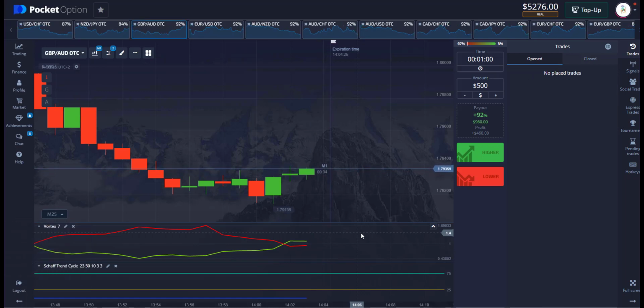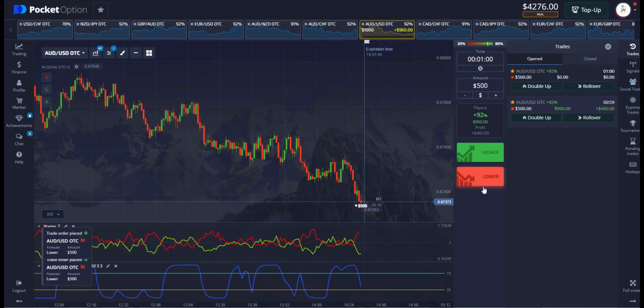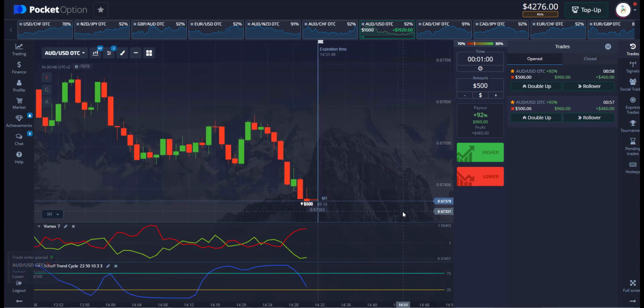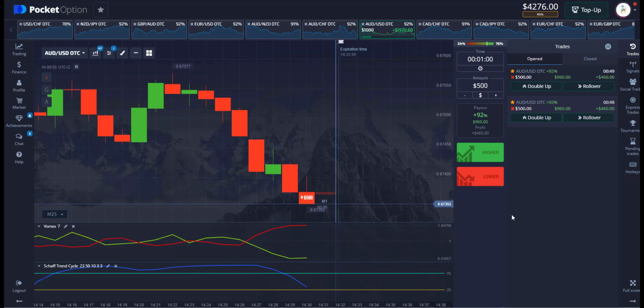I won a trade and lost a trade in the last seconds, and now the market will go up, but I will look for a good moment. Here I will get lower trades. As we said, we see the Vortex indicator, we have a crossover, and if we see the Schaff trend cycle indicator, we also have a decline in the line, so it will be a good moment, and I will wait for the end of trading.